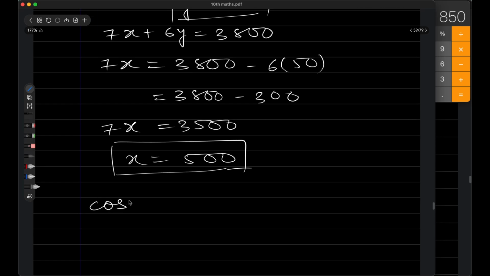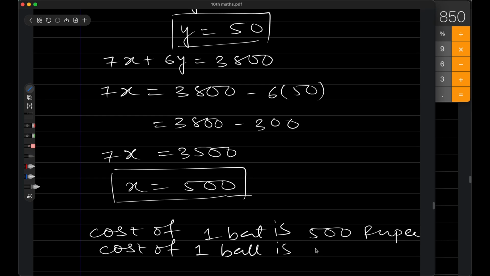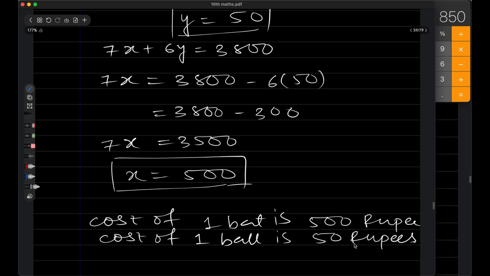So the cost of one bat is 500 rupees and the cost of one ball is 50 rupees.